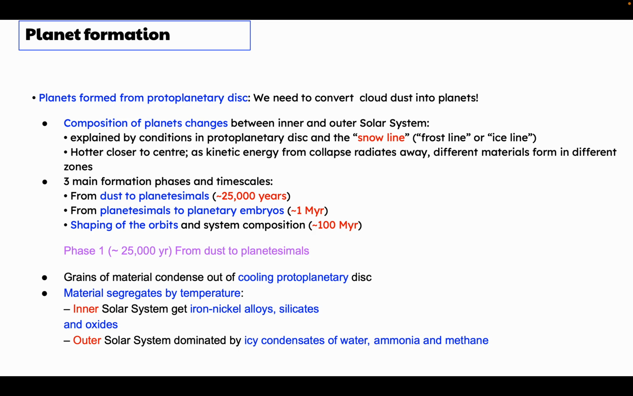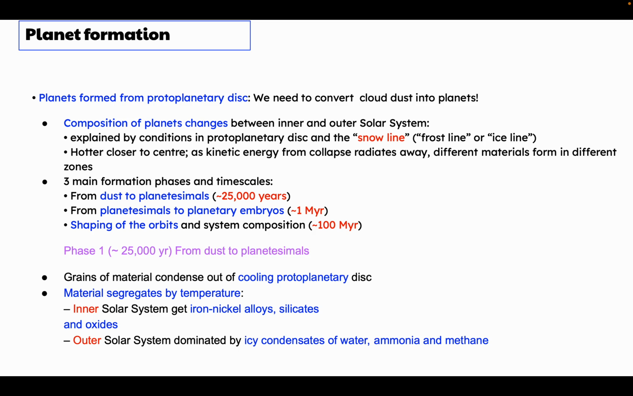So what is the theory of planet formation? It is believed that planets are formed from the protoplanetary disks. We need to convert cloud and dust into planets. So there are different phases of planet formation. We have divided those into three different epochs, or three different phases.